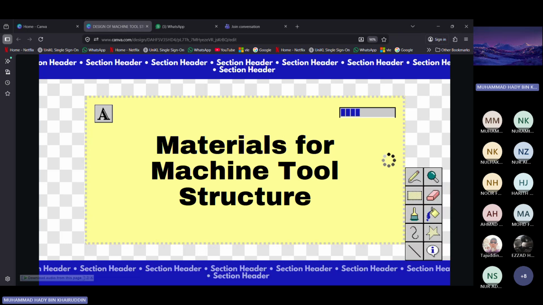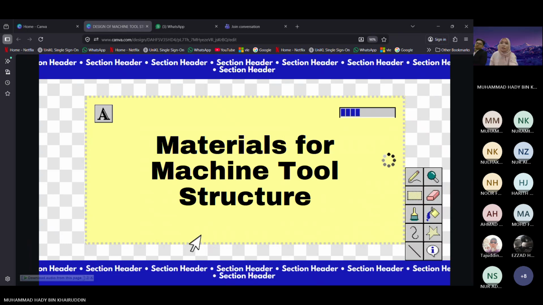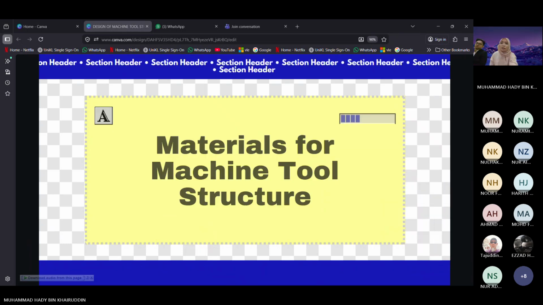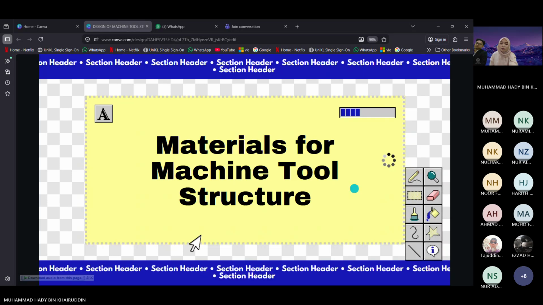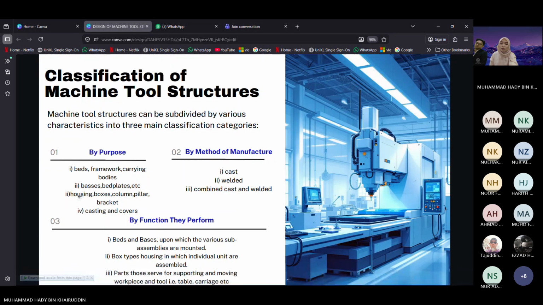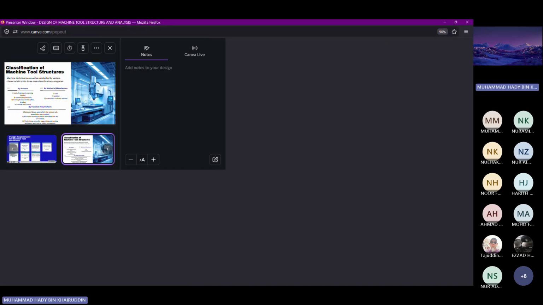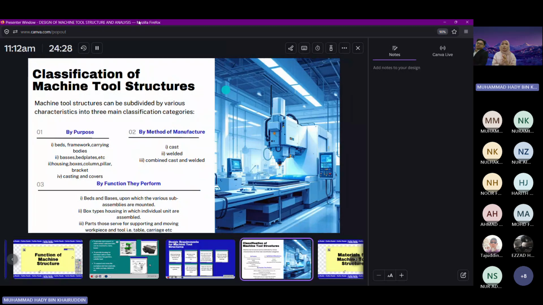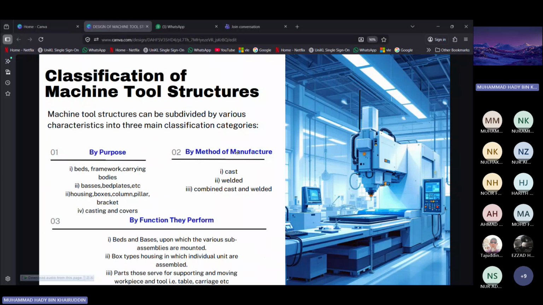For classification of machine structure, we have three main classification categories. First, by purpose: beds, framework, carrying bodies, vessels, backplates, housing, boxes, column, pillar, and bracket.